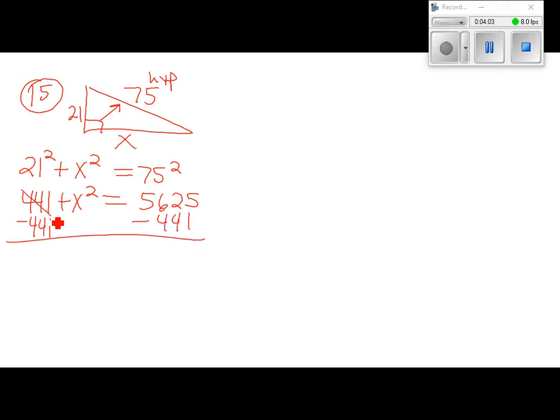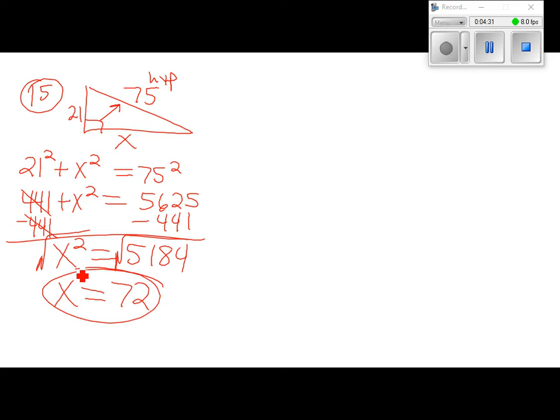These cancel out. You're left with x squared equals 5625 minus 441. You end up with 5184. And all you're going to do is take the square root of both sides. Square root of x squared is x. Square root of 5184, grab your calculator and figure out what the square root of 5184 is. Comes out to be exactly 72. So that side right there is 72.